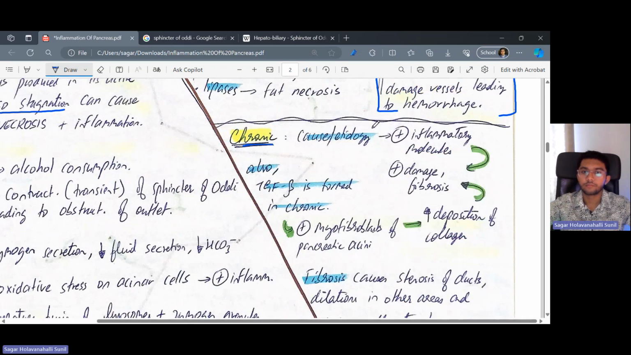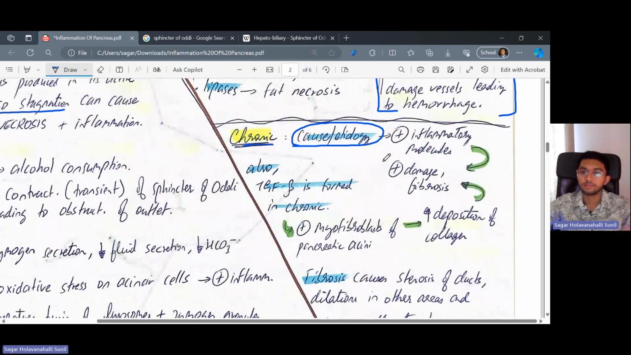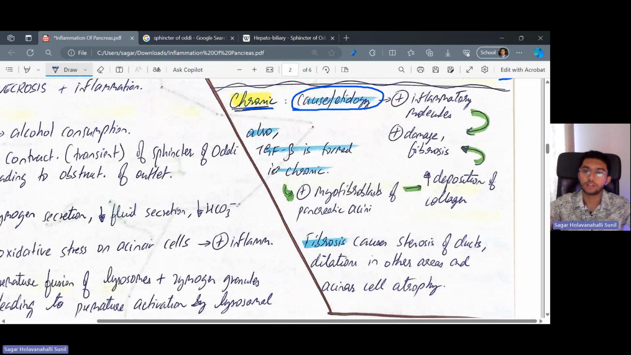In the case of chronic, number one, you have the causes, right? The etiology, which is I GET SMASHED, malnutrition, AI, idiopathic. The other one is TGF beta. TGF beta is also formed in chronic pancreatitis, so there are two things happening simultaneously. In the case of cause and etiology, all the inflammatory molecules cause inflammation and damage, which then leads to replacement of the damaged tissue by fibrosis.